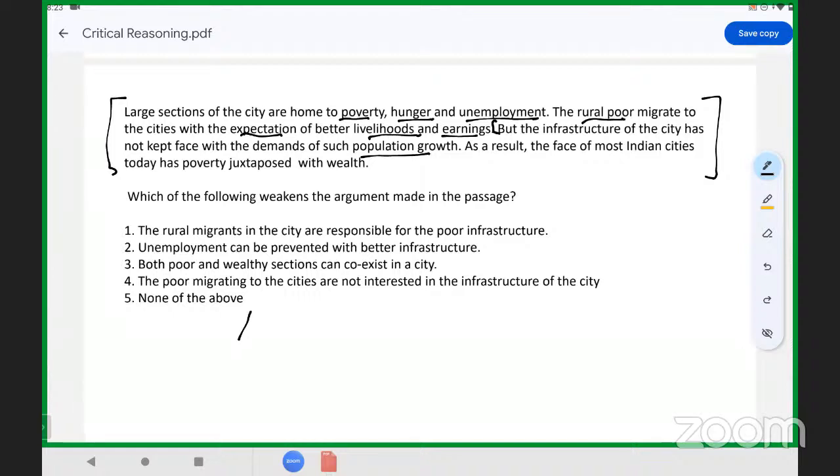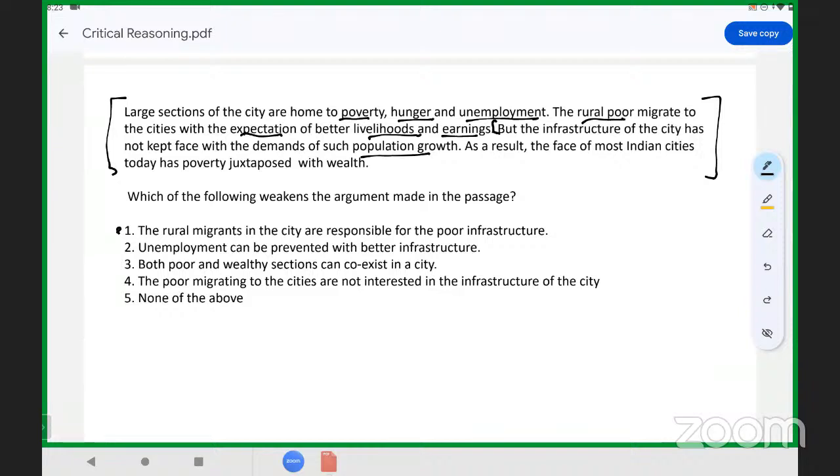Okay. So first statement, the rural migrants in the city are responsible for the poor infrastructure. Okay. So this is point number one.